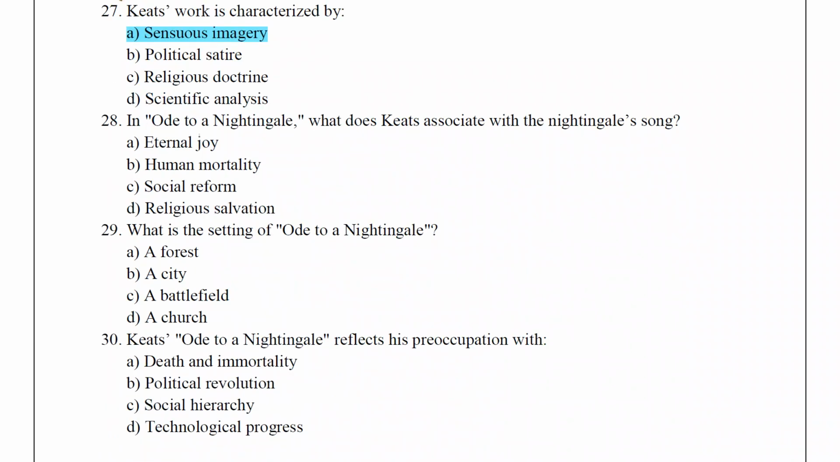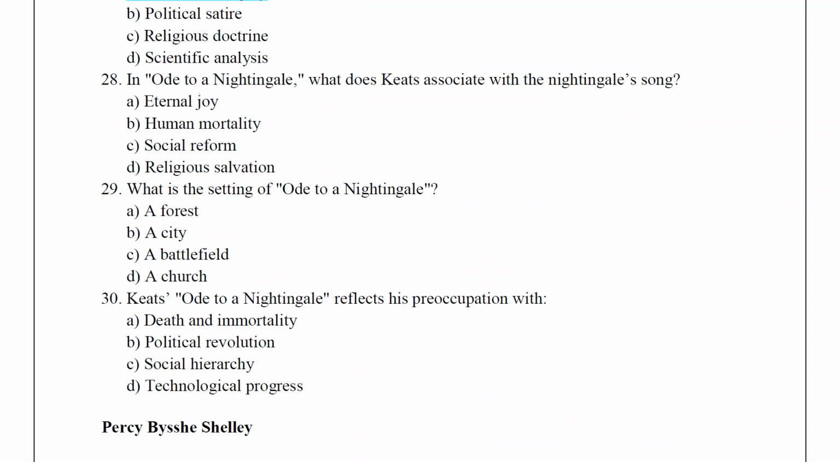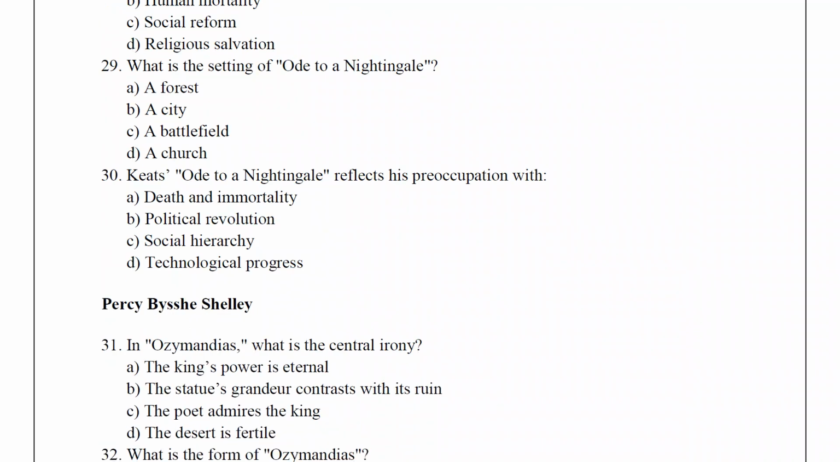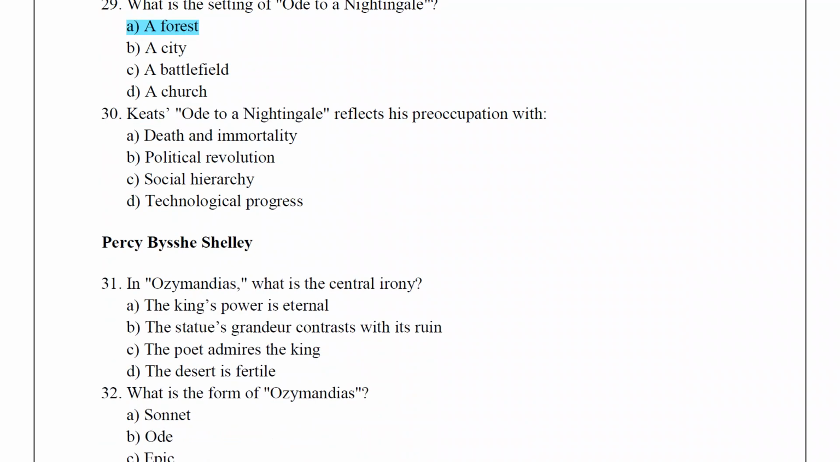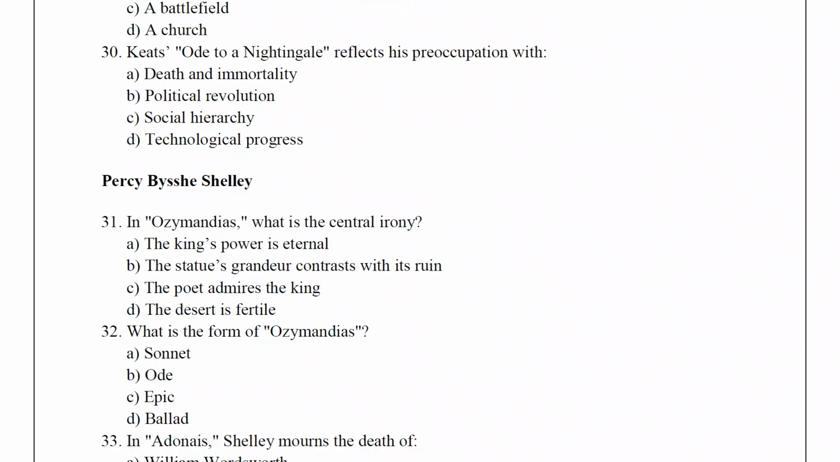In Ode to a Nightingale, what does Keats associate with the nightingale's song? Eternal joy. What is the setting of Ode to a Nightingale? A forest. Keats' Ode to a Nightingale reflects his preoccupation with death and immortality.